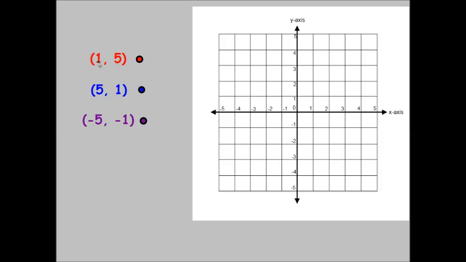So if you have an ordered pair like (1, 5), you'd move to the right 1, and then up 5. Again, because it's x, y: distance on the x, distance on the y. Left, right, up, down. So right 1, up 5. (5, 1) would be moving to the right 5, and then up 1. (-5, -1) would be moving to the left 5, then down 1.